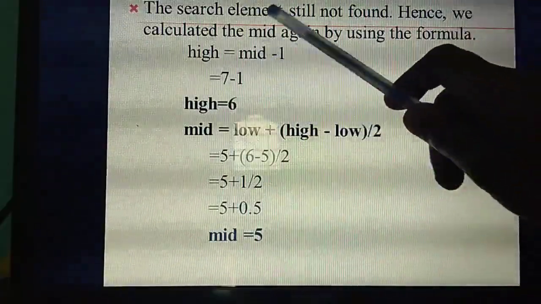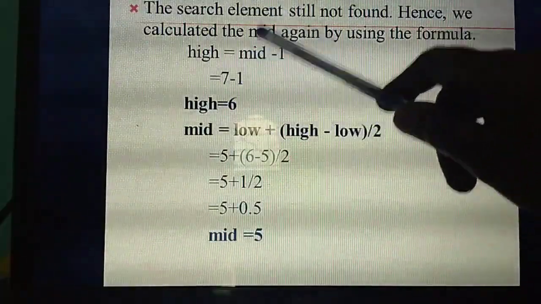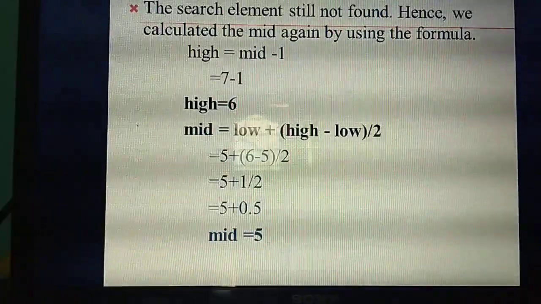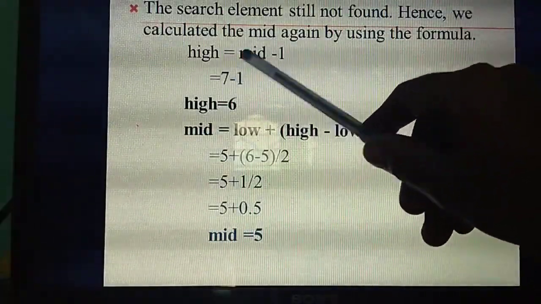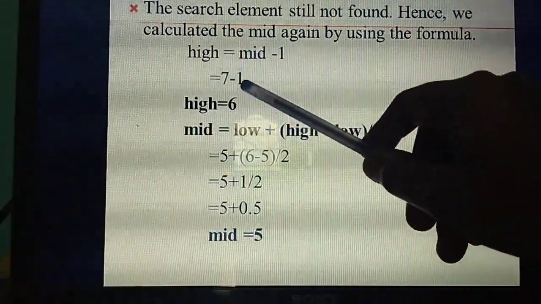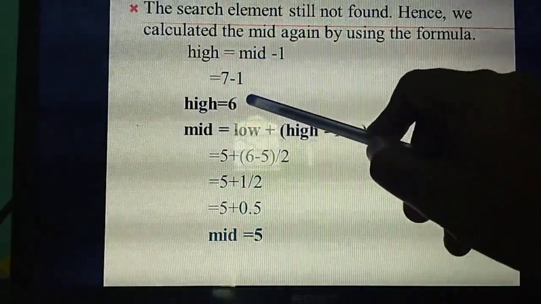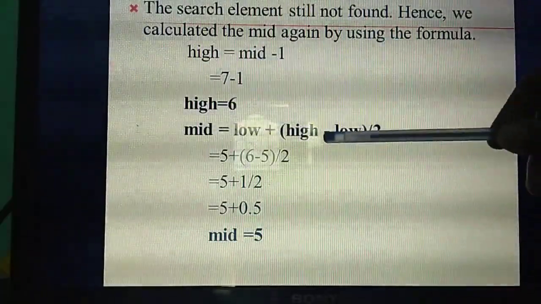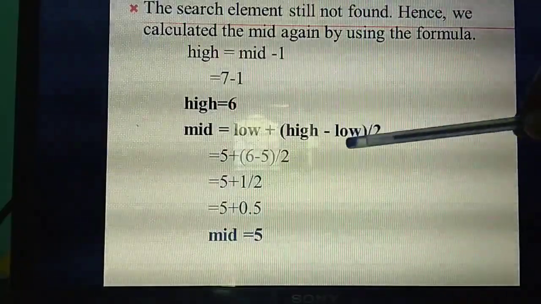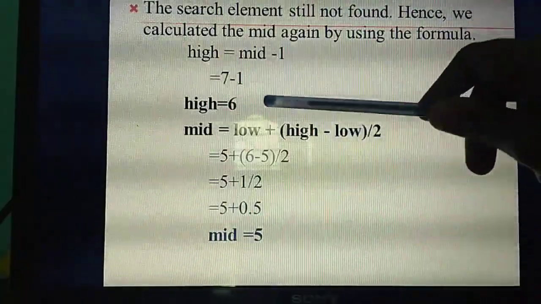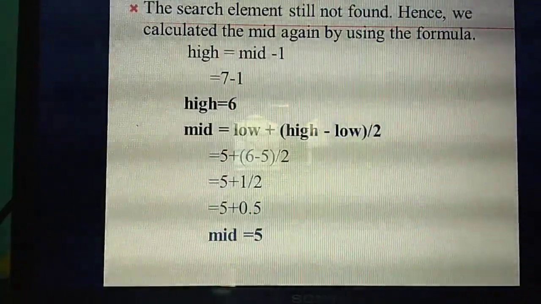Understand? So what's the last middle value you will get? Here also only the last mid value you need to take. Okay. What's the last mid value? 7. So 7 minus 1 is equal to 6. What's the high value you are getting? 6. So in the place of the highest value you are substituting this value 6. Understand?